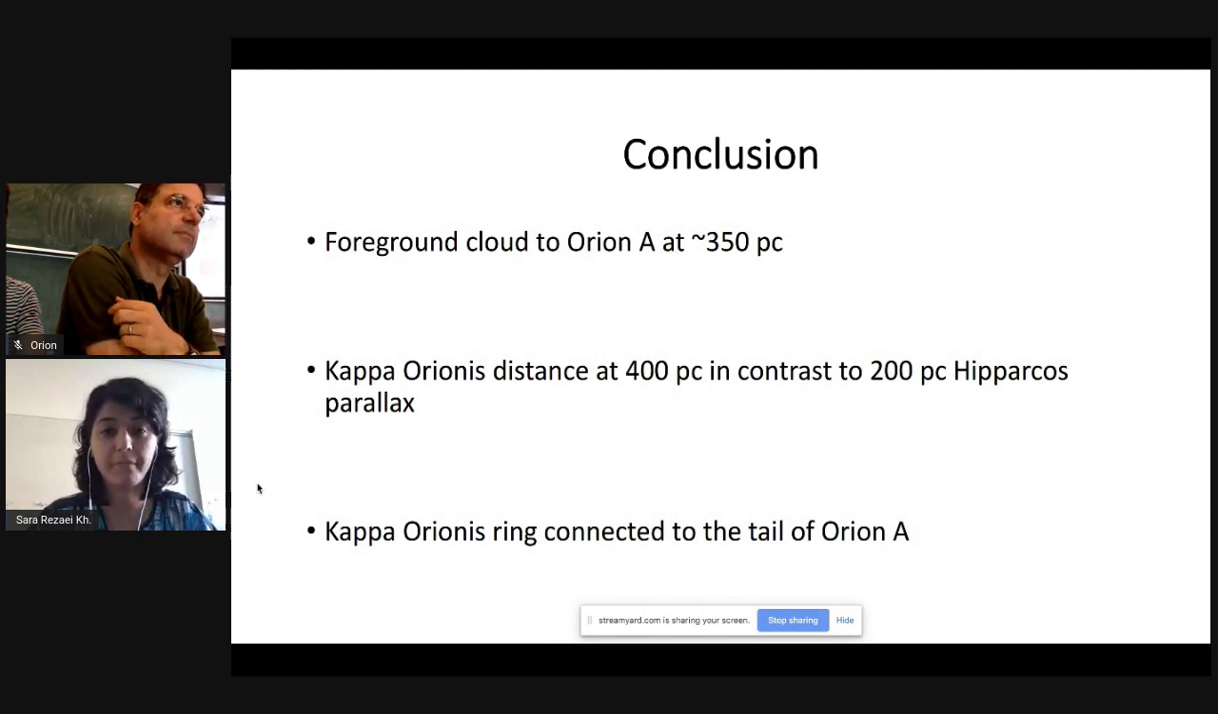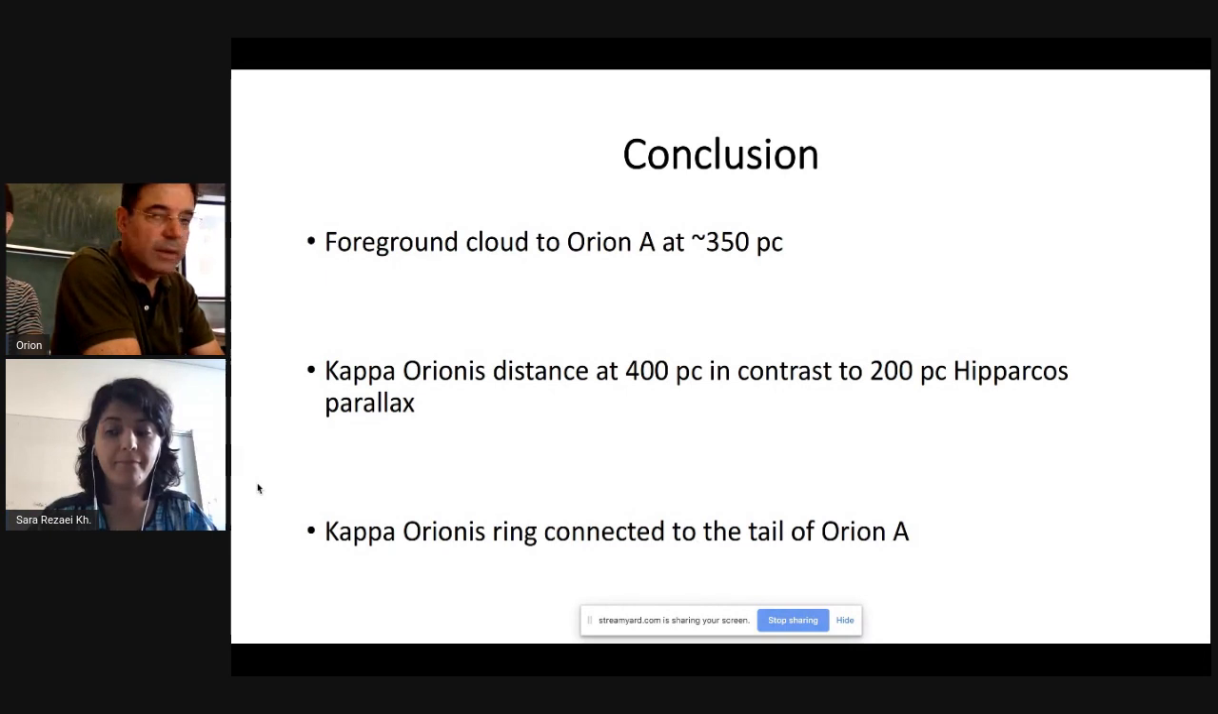I have one simple point, which is that there's a new paper on cloud distances by Catherine Zucker, which I think you should read, because I might be making a mistake. I think there's no ring. There's an overlap of clouds at several distances. The northern part of the ring is further back than the front of the ring. So there might be no ring after all.